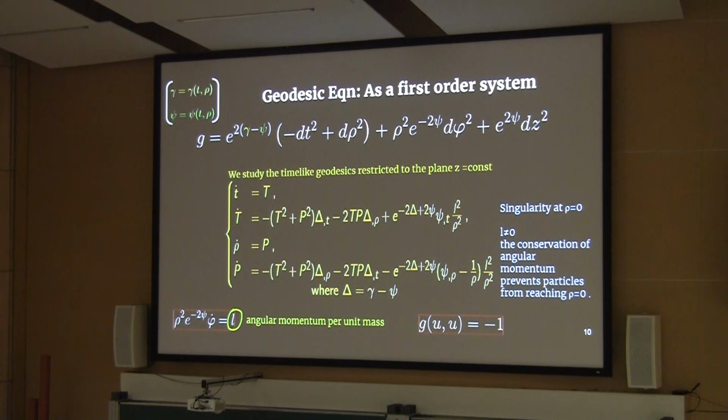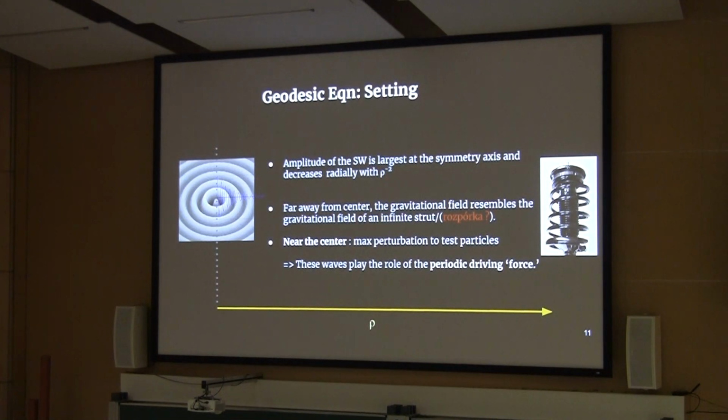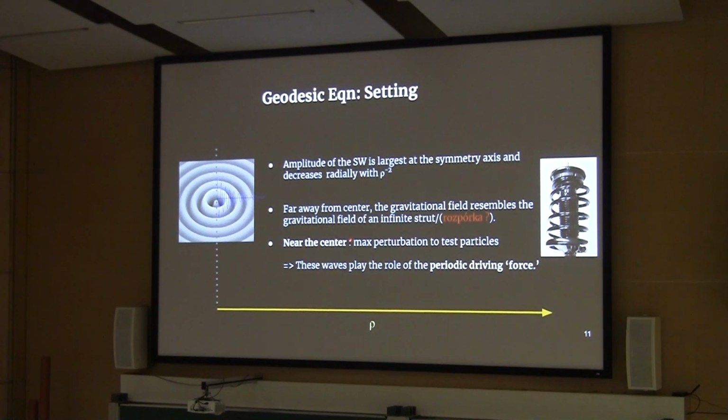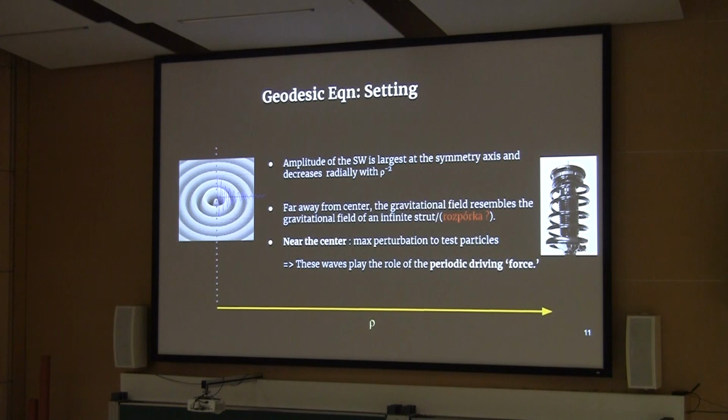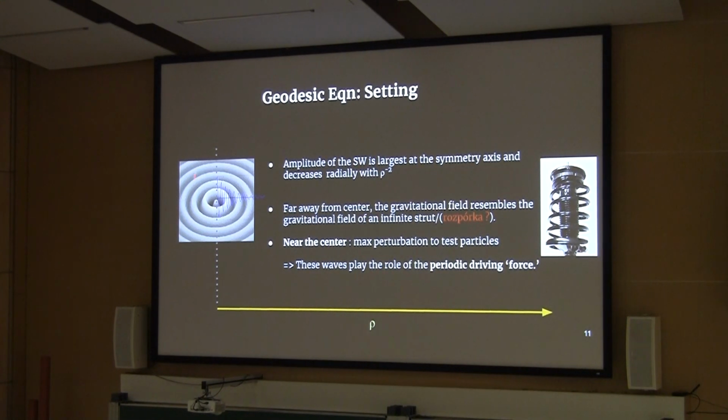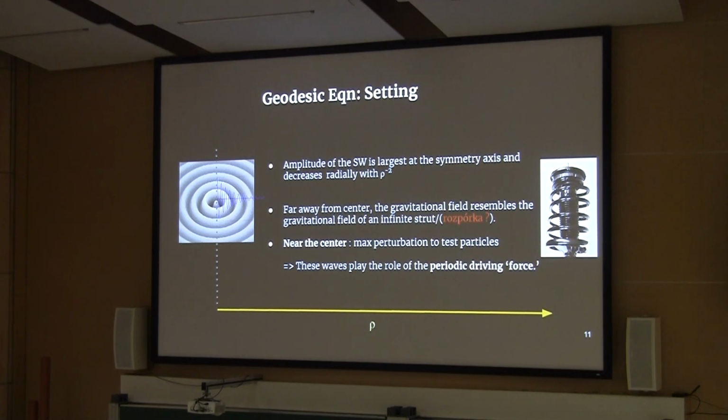So if the Coulter droplets are forming something, how would they look? But here what we found was the onset of chaos, which I will tell you. Just to mention again, the amplitude of the wave is decreasing as you move away from the symmetry center, and near the symmetry center is where you have the maximum perturbation to the test particles. The perturbations which the particles are suffering very nearby play the role of the periodic driving force. So that is what is sort of causing chaos in this system.